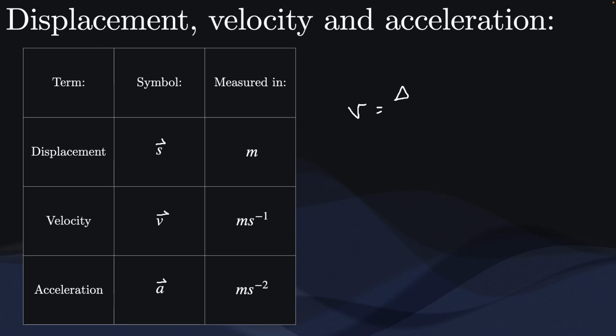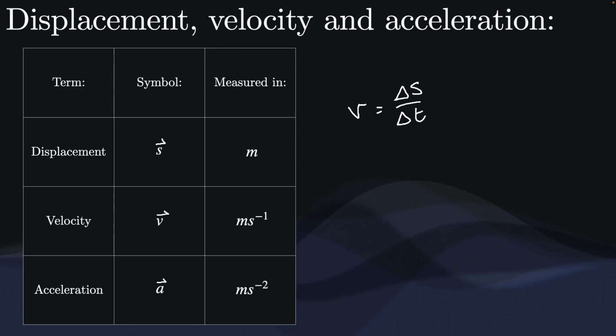So the change in displacement, called delta s, over the change in time. So the change in someone's displacement divided by the change in that person's time, or that thing's time.